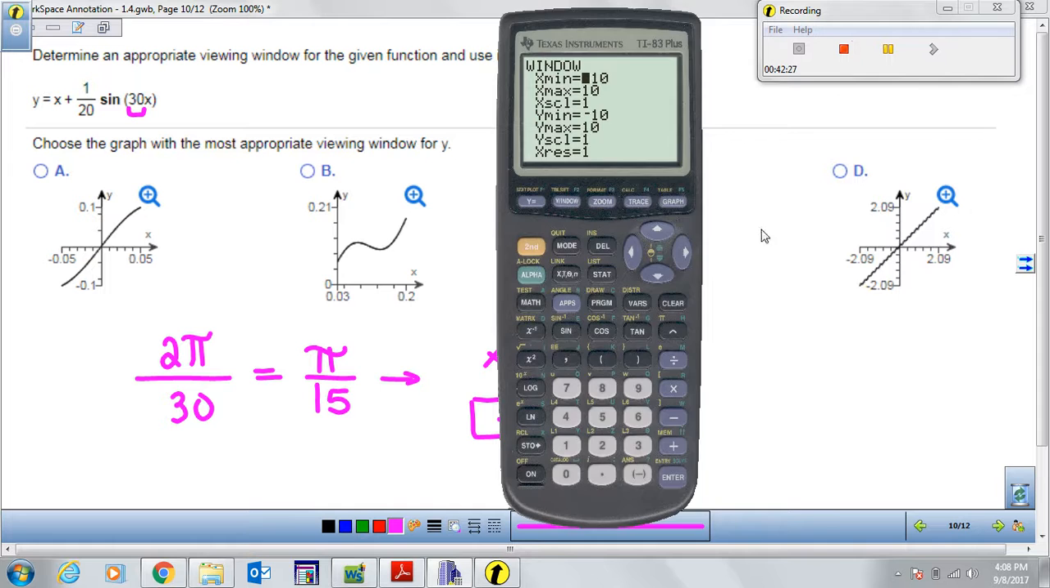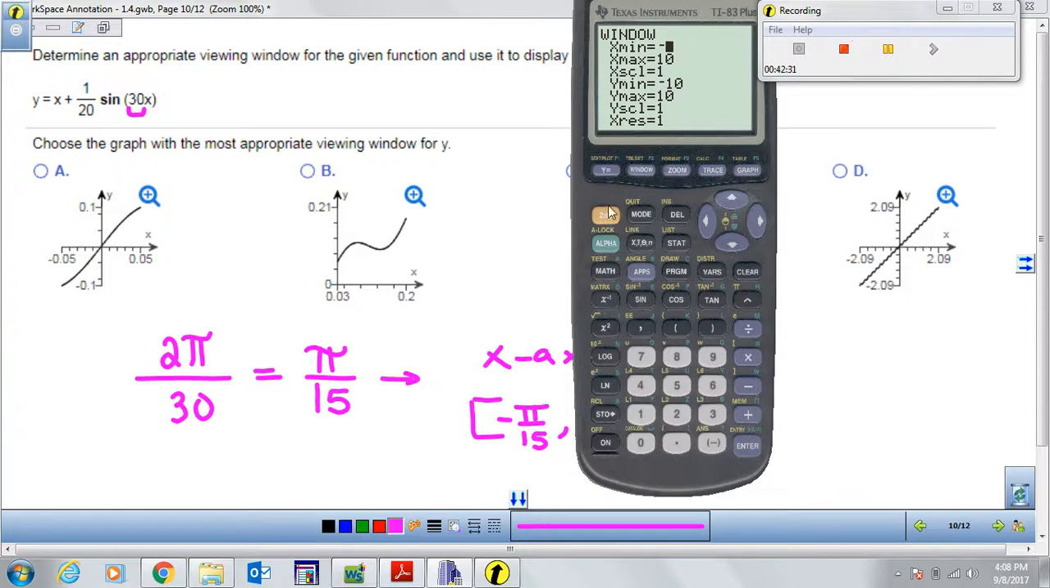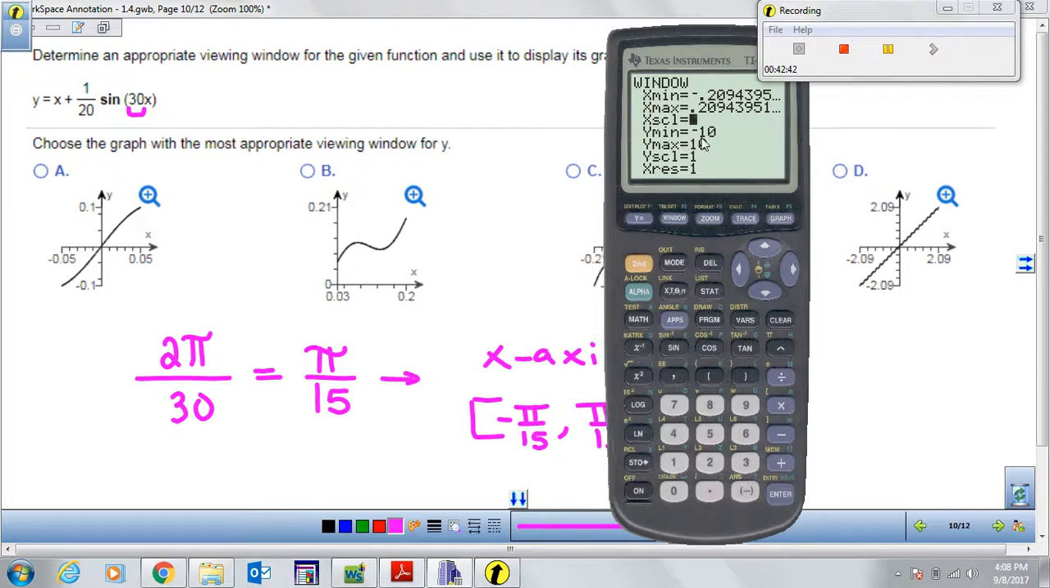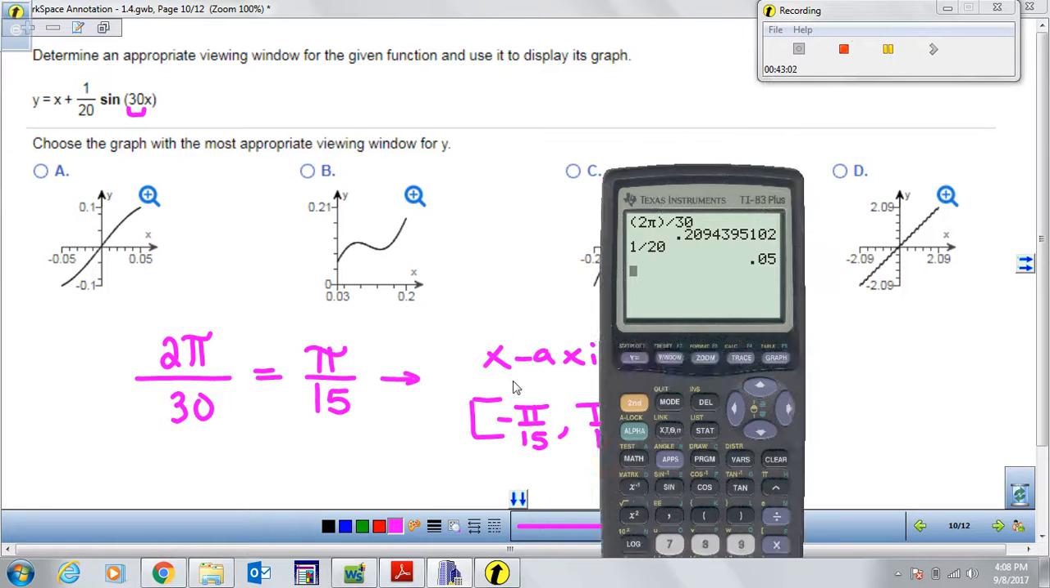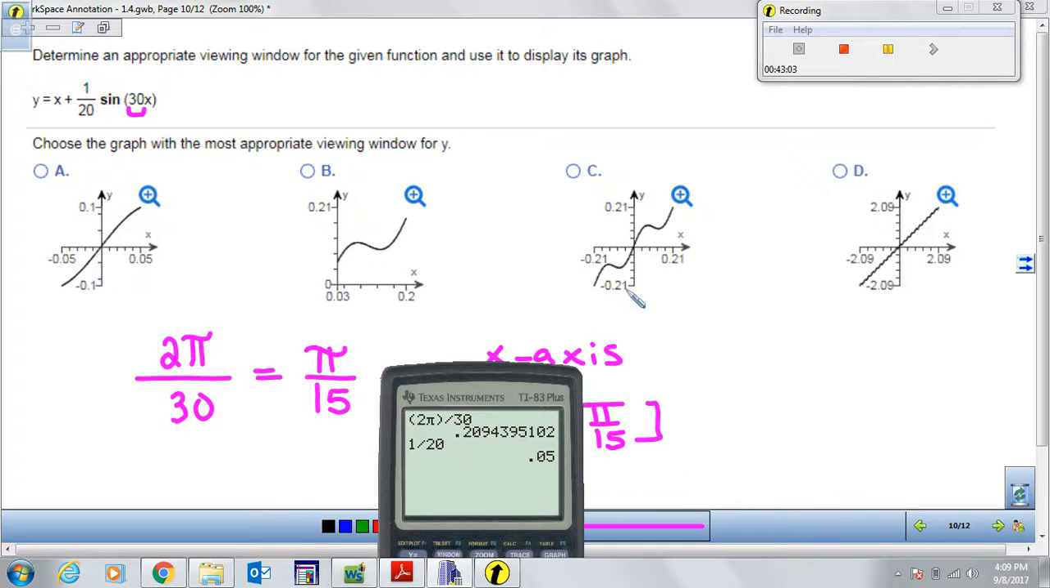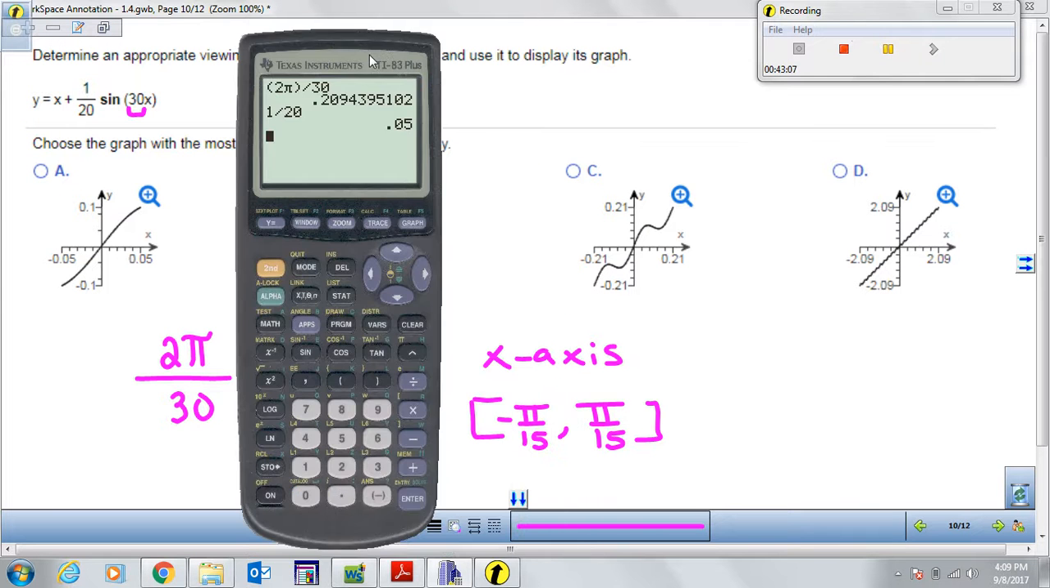So go to the window. Let's type negative pi over 15, and then pi over 15. Now, I don't think we should leave the range as big as negative 10 on the lowest part of the y-axis and 10 on the highest part. So let's see, what if we choose something a little bit bigger than what you had here. You had 0.05. So it's not even 0.5, right? It's 0.05. So that's probably why you see these numbers here. Negative 0.21, 0.21. I mean, I don't know, right?